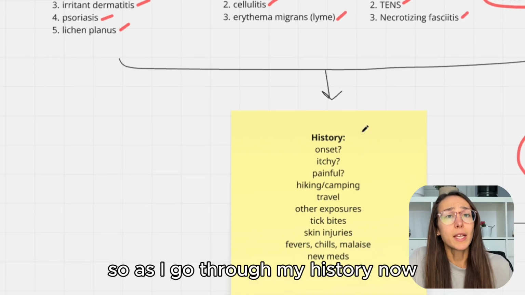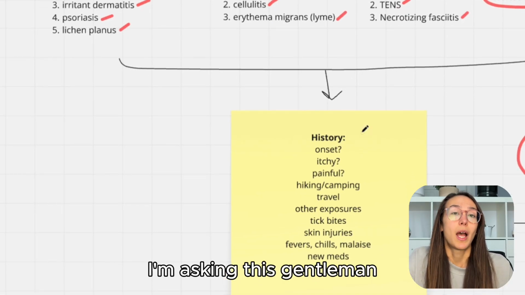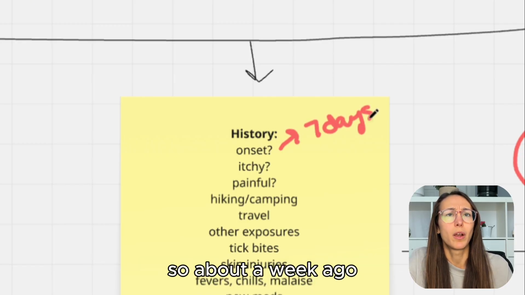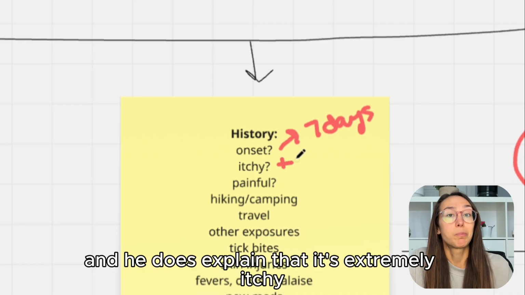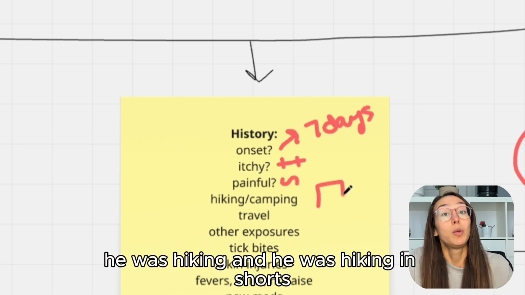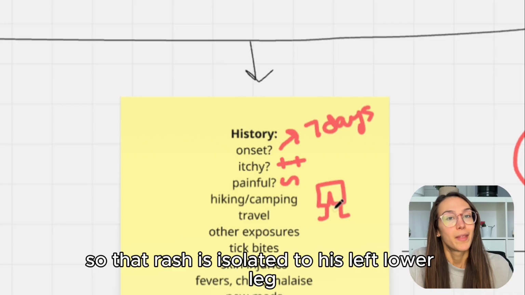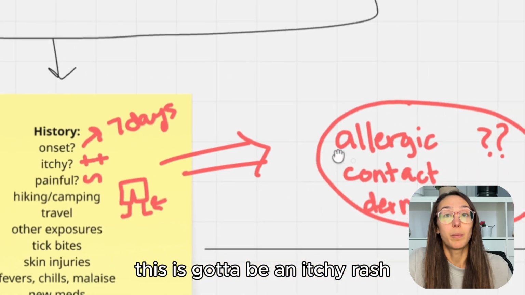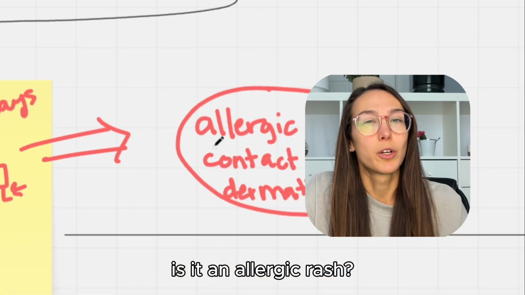So, as I go through my history now, I'm asking this gentleman, when did it start? And he tells me about 5 to 7 days ago, so about a week ago. And he does explain that it's extremely itchy, mildly painful, but not too bad. He was hiking, and he was hiking in shorts. So that rash is isolated to his left lower leg. So immediately my brain goes, okay, this has got to be an itchy rash. Is it an allergic rash?